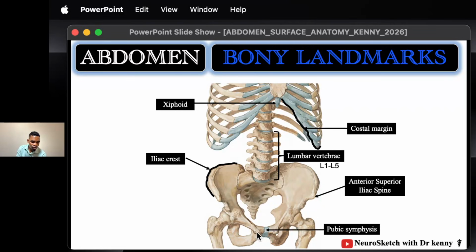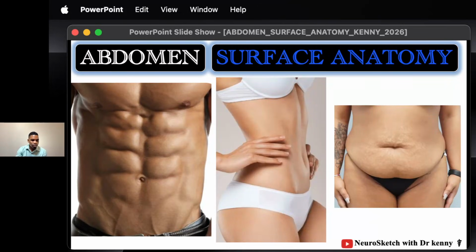And lateral to the pubic symphysis, you have elevations which are called the pubic tubercles on either side. And then on the other side we also have a line here. This line is called the pecten line or pecten pubis, which is also called the pectineal line. These are the major bony framework that we're going to encounter today. Now let's see the surface anatomy of the abdomen.